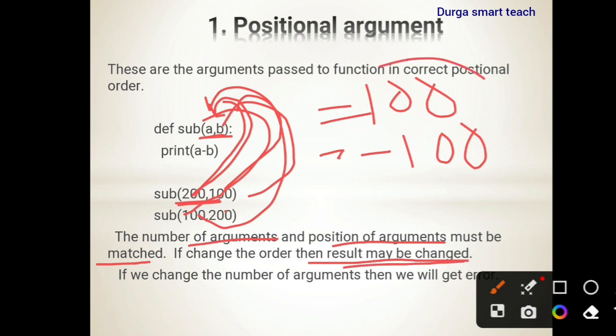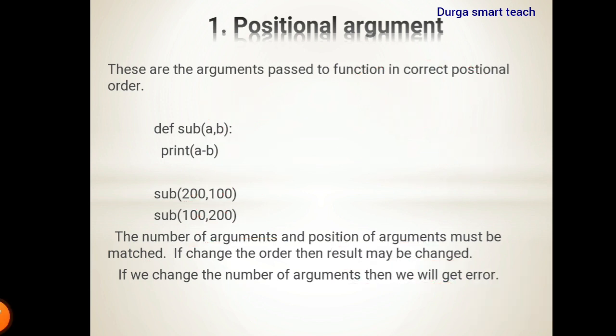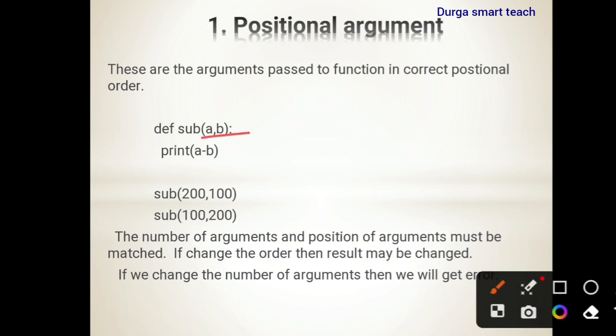So here the result is 100, here the result is minus 100. If you change the position, if you change the order, the answer will change. If you change the number of arguments, then we will get an error. Here the number of arguments is 2. If you give 3 in this function call, then you will get an error.